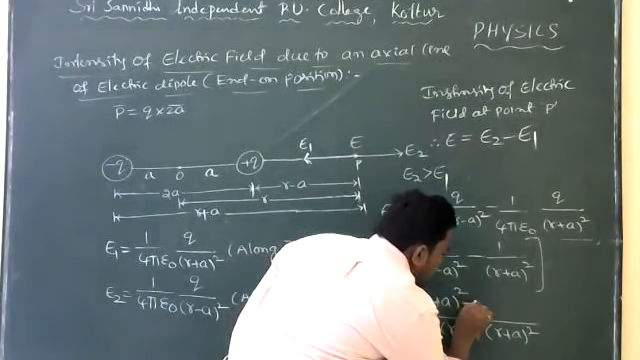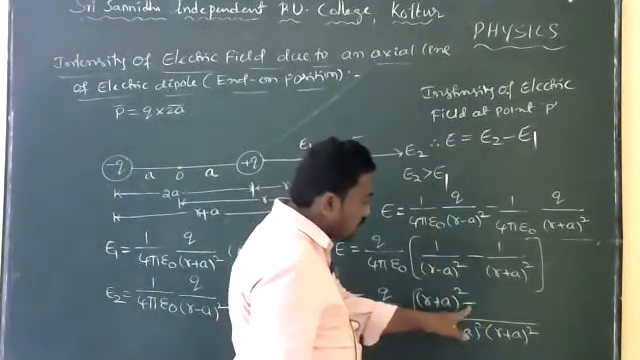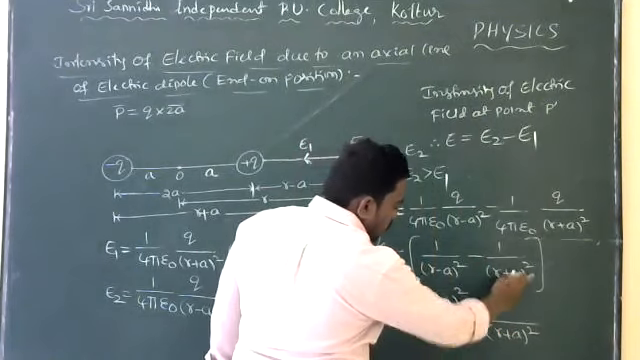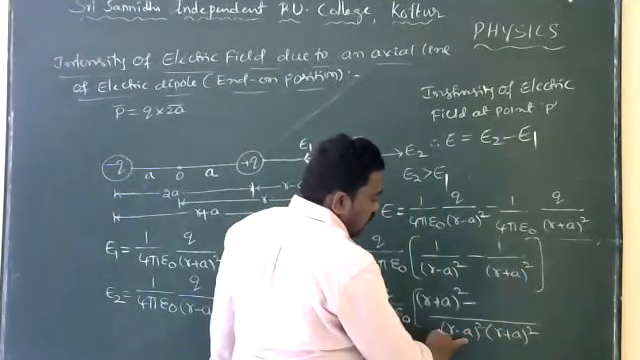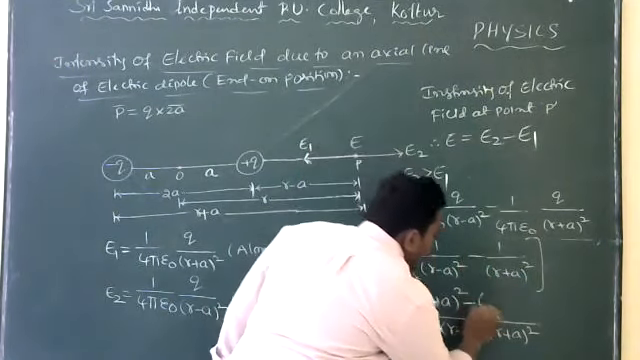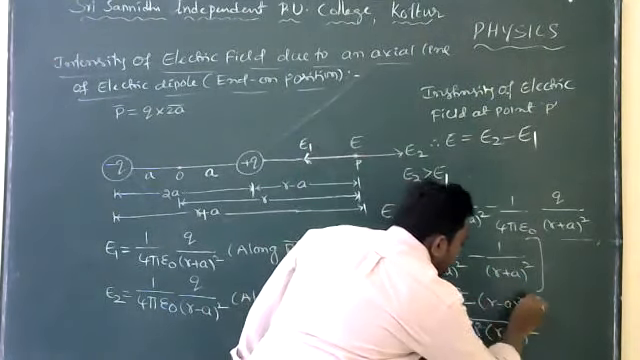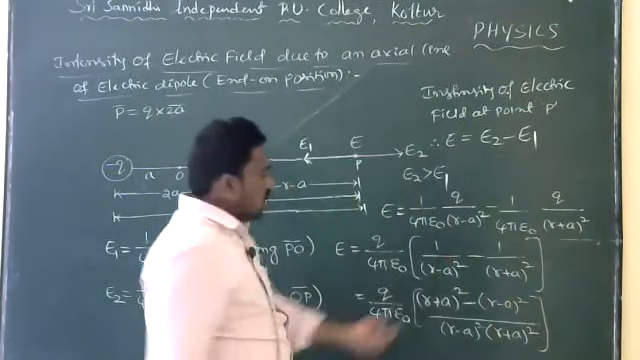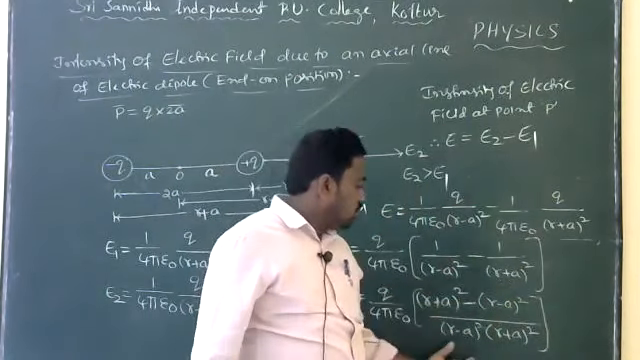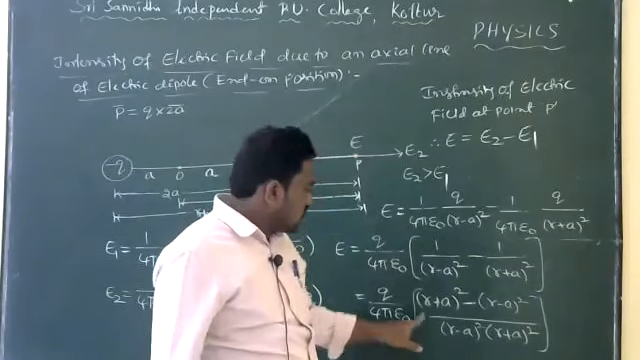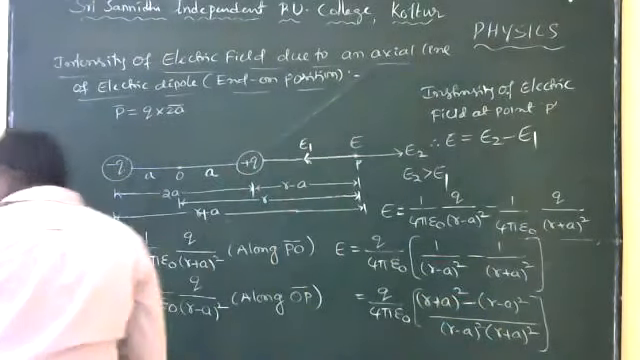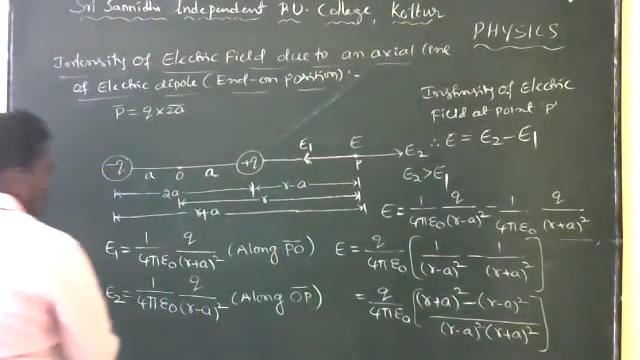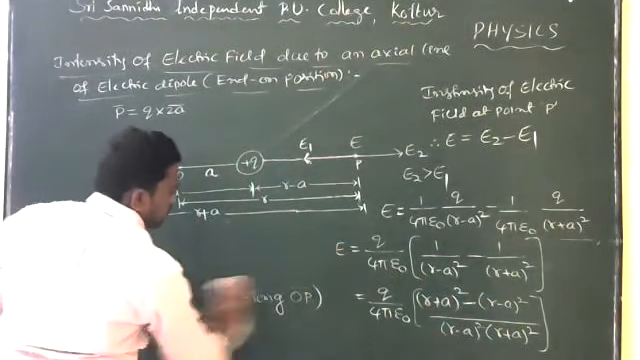Next, the minus sign is important. Here R plus A whole square cancels, so the remaining value will be R minus A whole square into 1, R minus A whole square. So the LCM is R minus A whole square into R plus A whole square. Next, R plus A whole square minus R minus A whole square. Next, simplification of that equation.